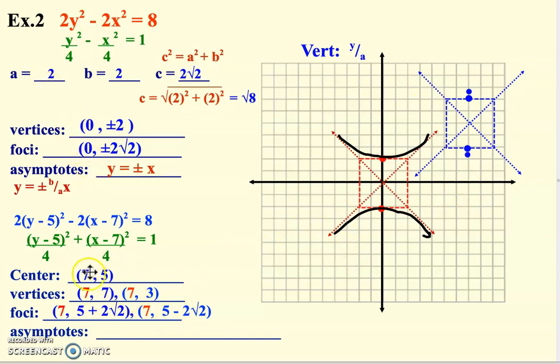So if my a distance is 2, it's 5 plus 2, 5 minus 2. 5 plus c distance, 5 minus c distance to get to my foci. And then asymptotes, just drop in the center, so y minus k, x minus h, and you've got your asymptotes. And then sketch your graph. So again, sketching is pretty easy to do.